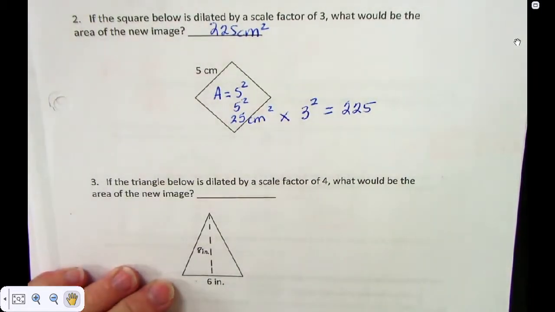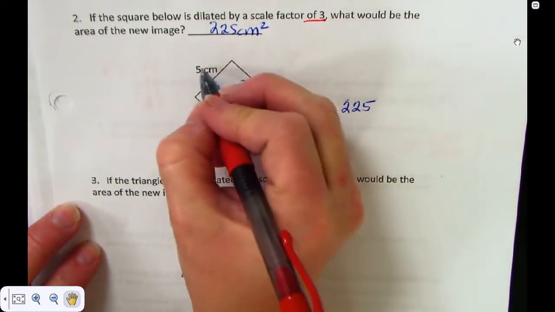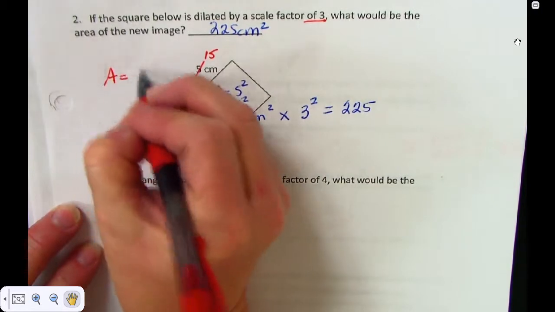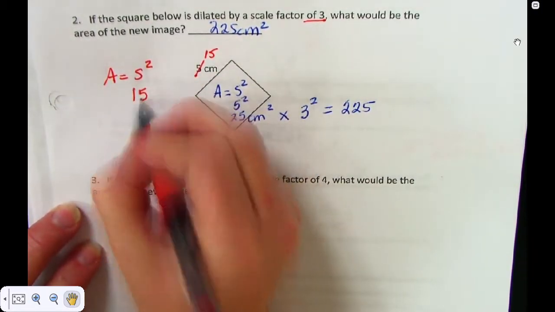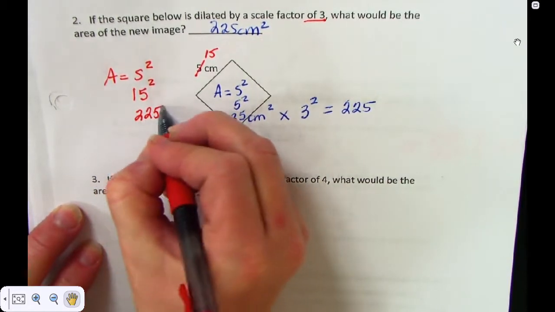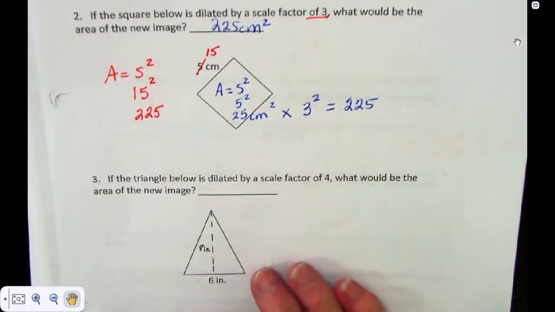Or I could use the scale factor of 3, multiply this by 3. My new square would be 15 by 15. So 15 squared is 225 also. There are 2 ways to do it. You only have to do 1.